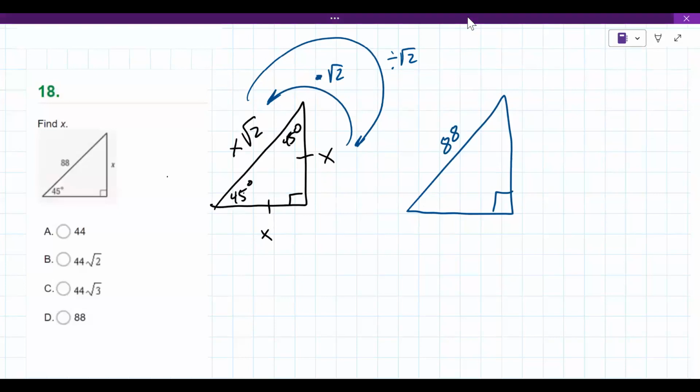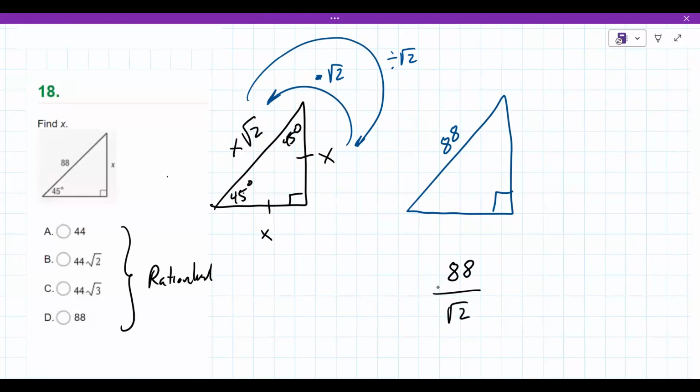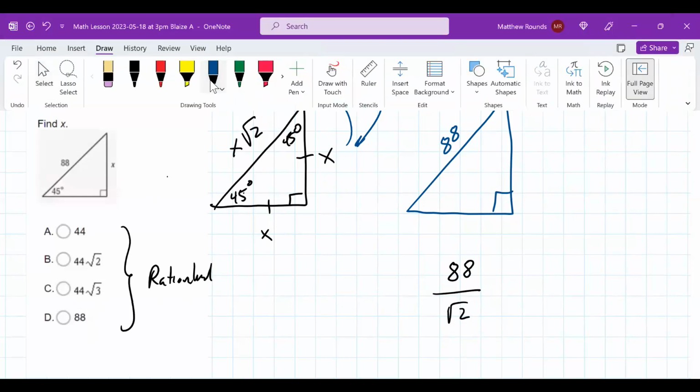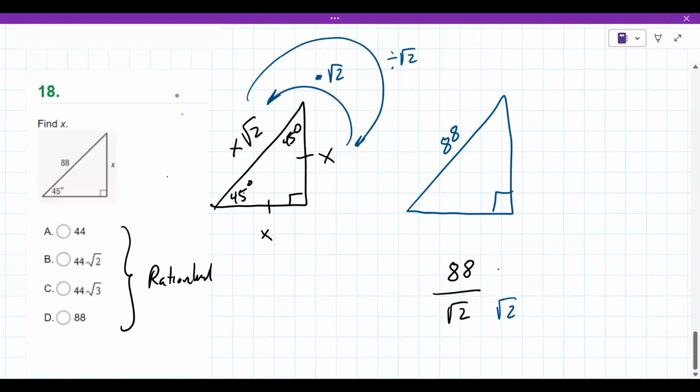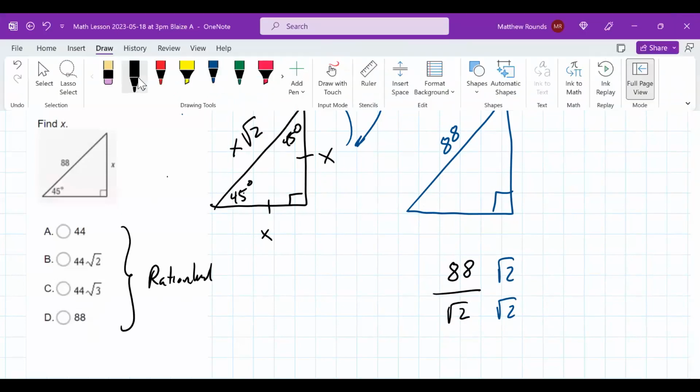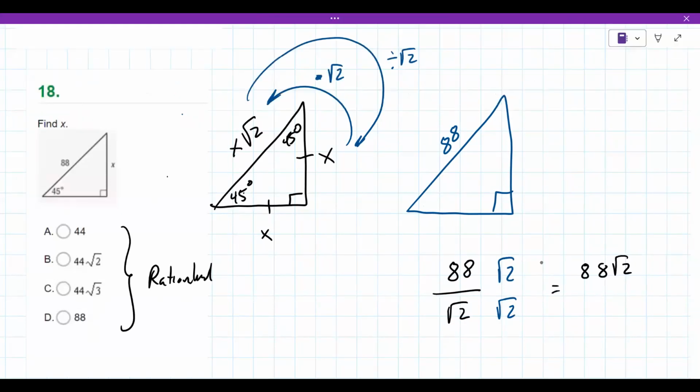Okay, so in this case, I would do 88 divided by the square root of 2. Now, the way the answers are presented, these are all rationalized. If you were allowed to use a calculator, you could put this in the calculator and then compare to the ones that are there. I don't know if you're allowed to do that or not, but that's one way to go. The other is to rationalize the denominator by multiplying the top and bottom by the square root of 2. 88 square root of 2 over 2 becomes 44 square root of 2.